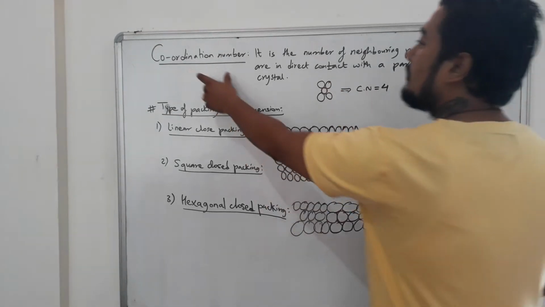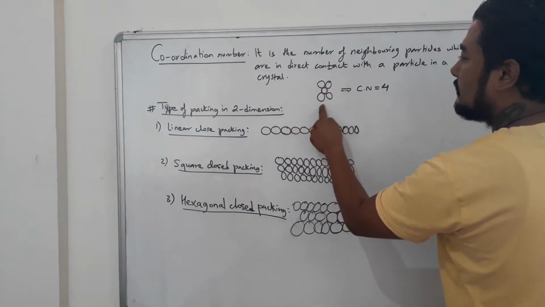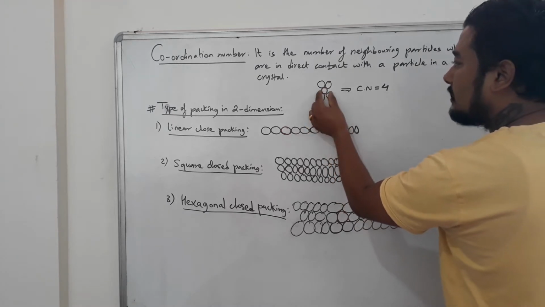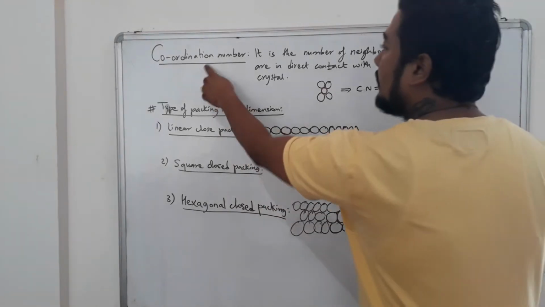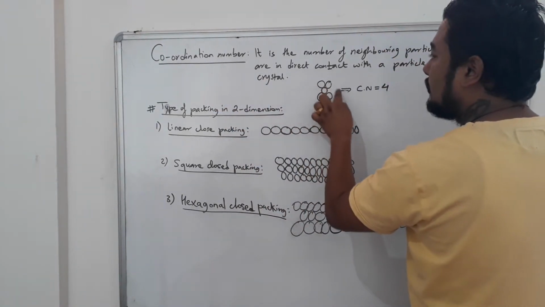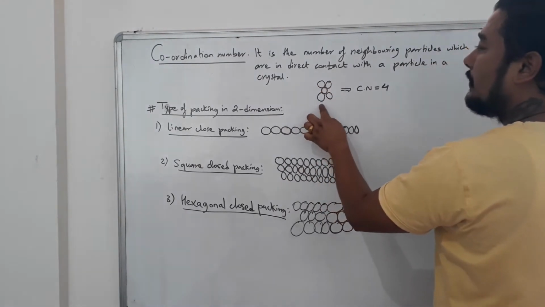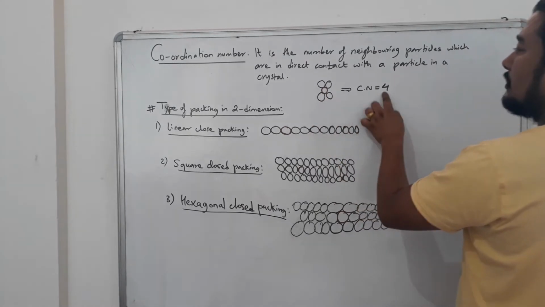So what is the definition of coordination number? It is the number of neighboring particles which are in direct contact with a particle in a crystal. I repeat again, coordination number is the number of neighboring particles, 1, 2, 3, 4, which are in direct contact with a particle in a crystal. So in this case, coordination number is 4.